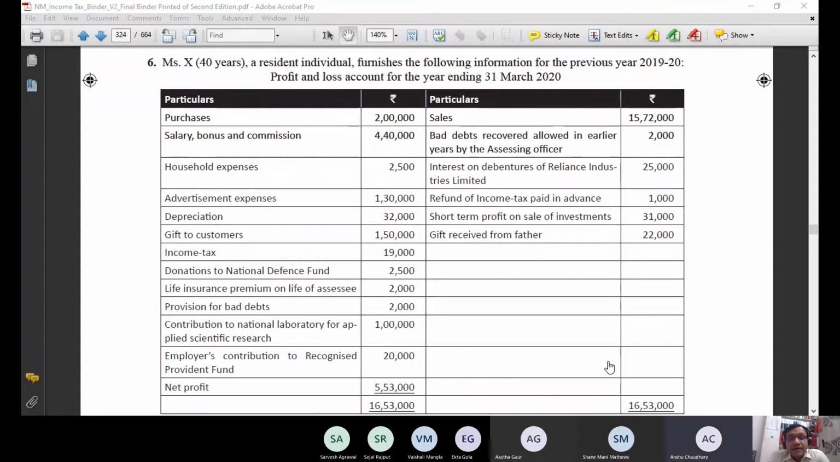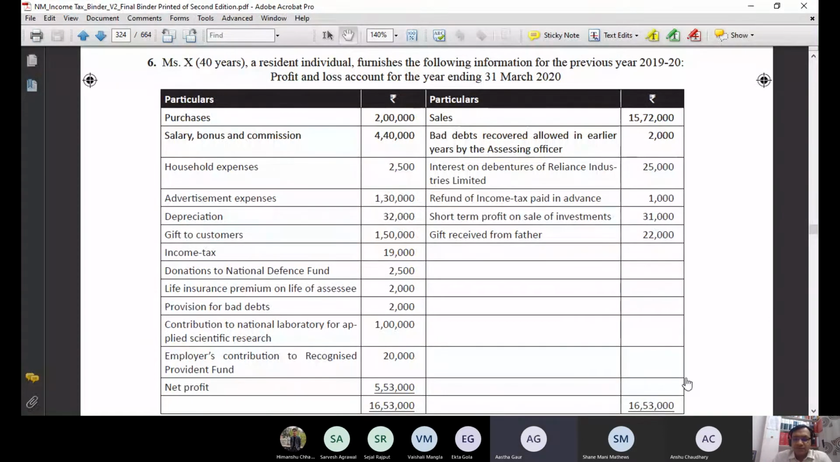It will be allowed as deduction under section 80C. Very good. For this amount, I will get a deduction under section 80C. I have discussed this earlier. Anyhow, provision for bad debt. Can you tell me the treatment of this point? Provision for bad debt.